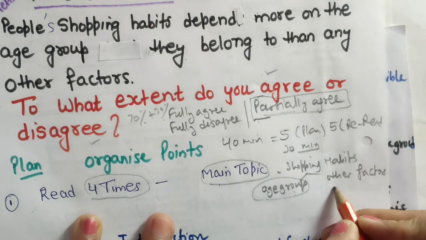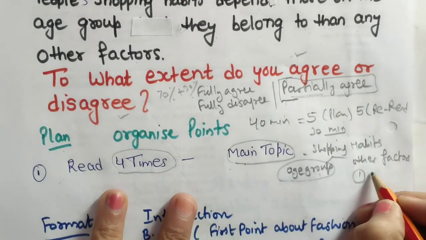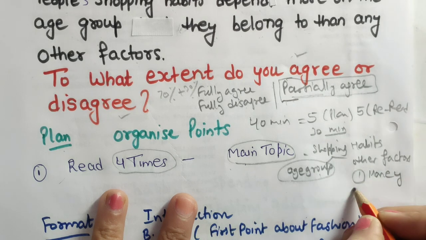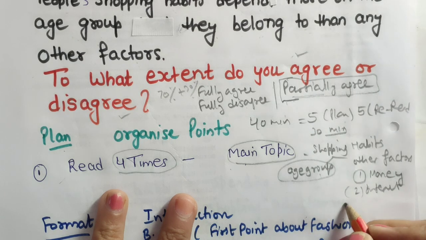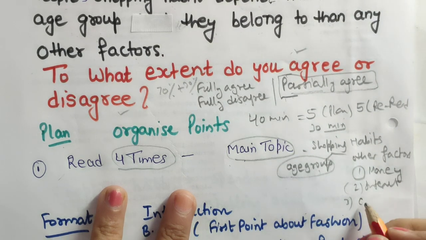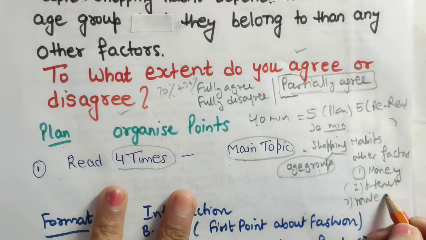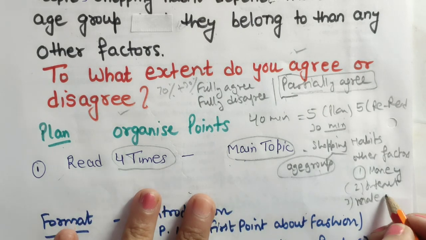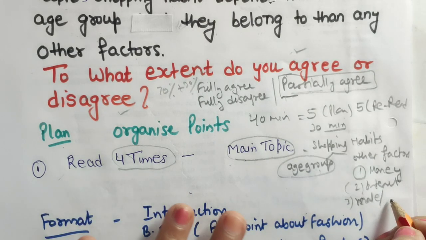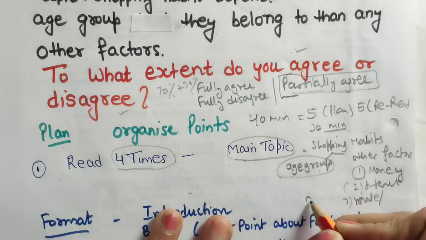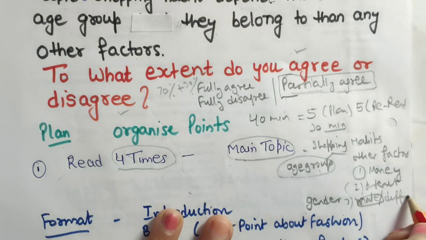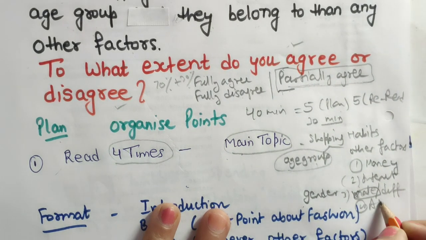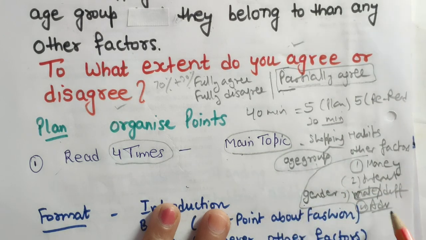According to my opinion, the first other factor is money. The second one is interest. And the third one is male and female, men or women, boys and girls. Definitely their preferences are different. So you can write this as gender difference. And of course, advertisements. So these are the other factors.